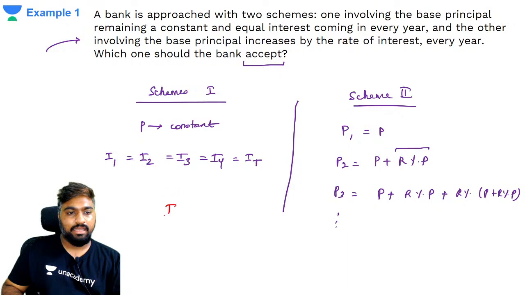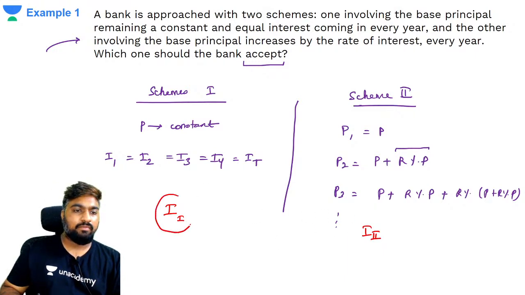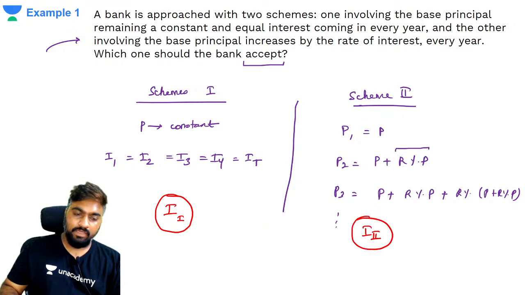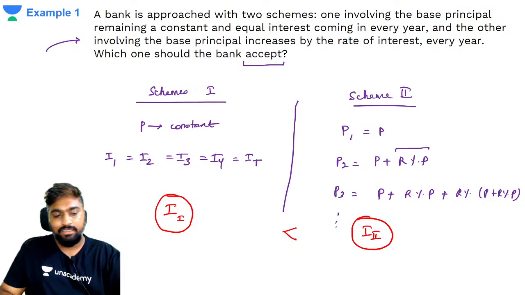Where will the interest be more? Will the interest be more in Scheme 1 or in Scheme 2? Tell me quickly. Where will the bank get more interest? Scheme 1 or Scheme 2? Scheme 2, right? Scheme 2 will have more interest because the principal keeps increasing every year.